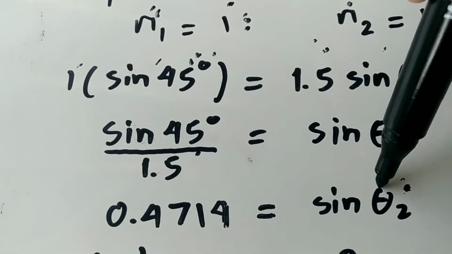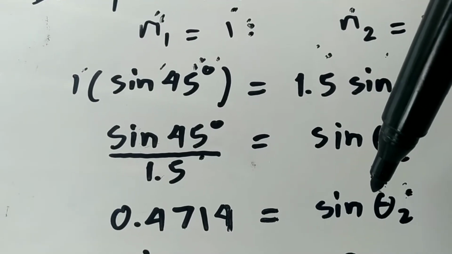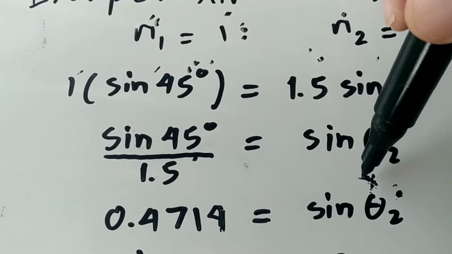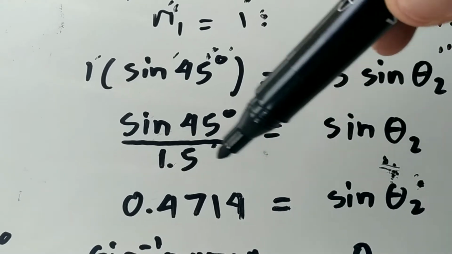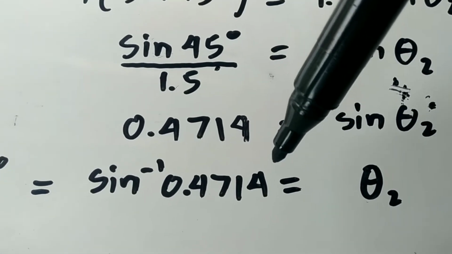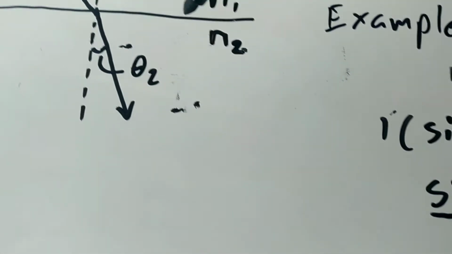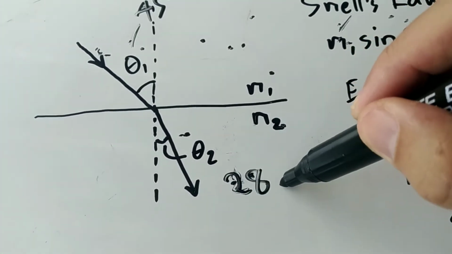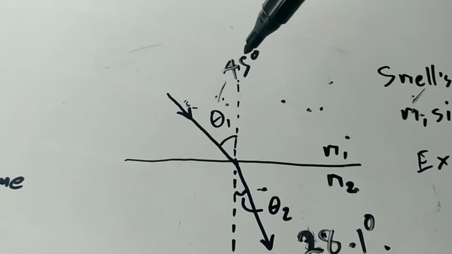And now I want to find this angle. To find the angle, you take the inverse. Remember, the inverse gives you the angle. The sine will just give you a number, a ratio, opposite over hypotenuse. So take the inverse sine of 0.4714. Put that in your calculator, and you get 28.1 degrees.